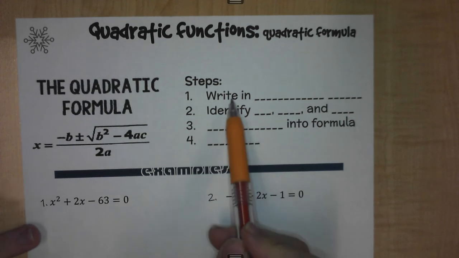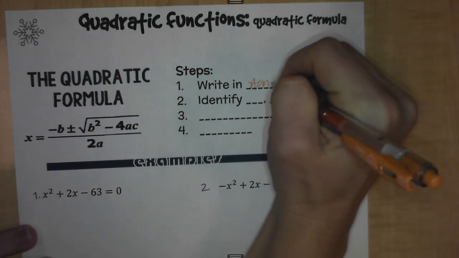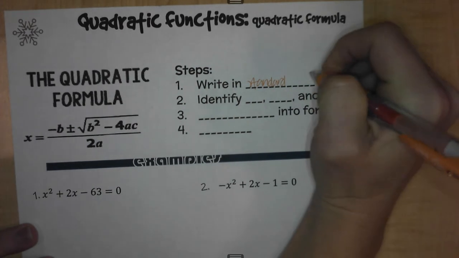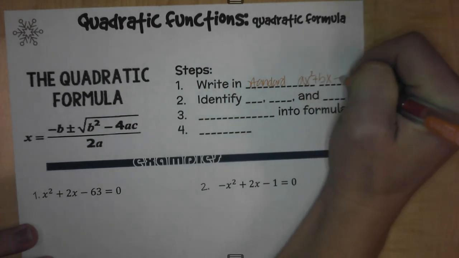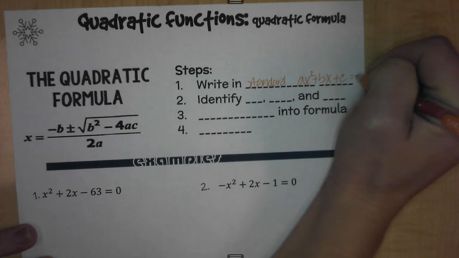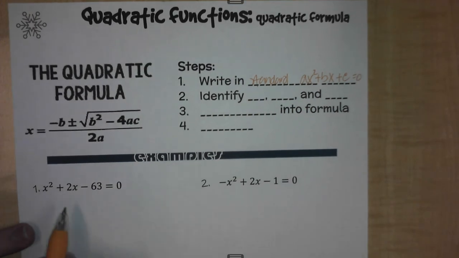So our first step is to write it in standard form, which is ax squared plus bx plus c equals 0. You'll notice example 1 and example 2 are both written in this way. What this means is if one of these terms is on the other side, then you have to move it over before you can start anything.